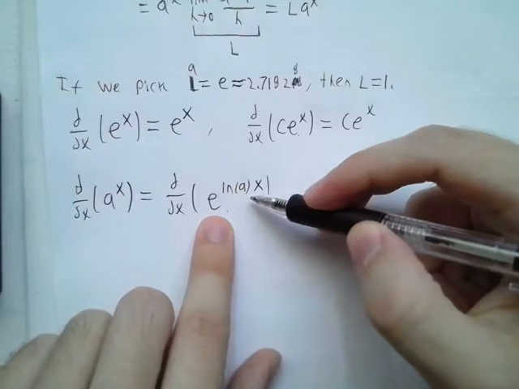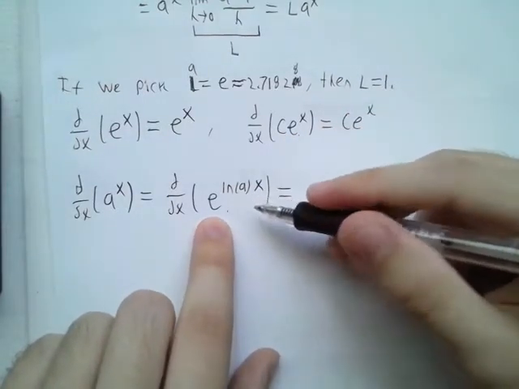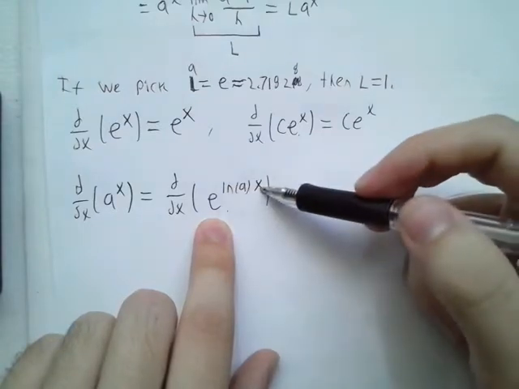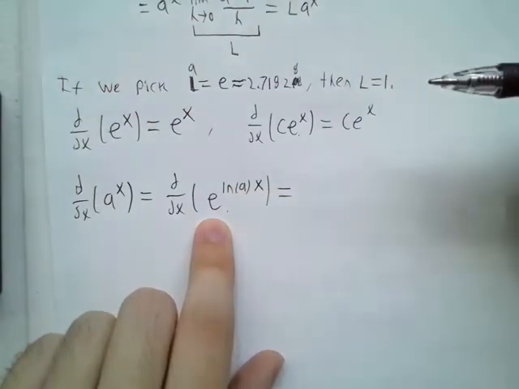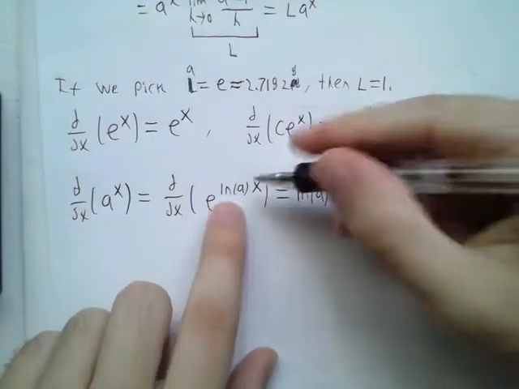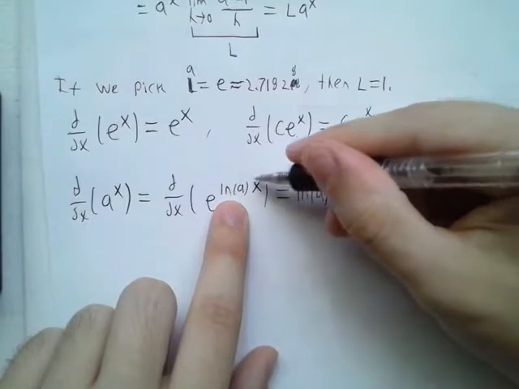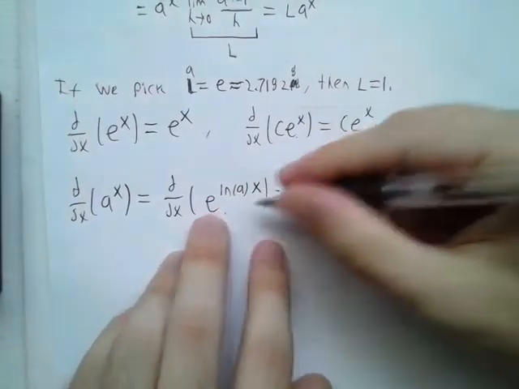Now how do I take the derivative of this function? Since I know the derivative of e to the power x, and log of a is just a constant, this can be done by using the chain rule. So by the chain rule, the derivative of the function inside the exponent is just log of a, and then I have to multiply by the derivative of the outside function, which is e to the log of a times x.